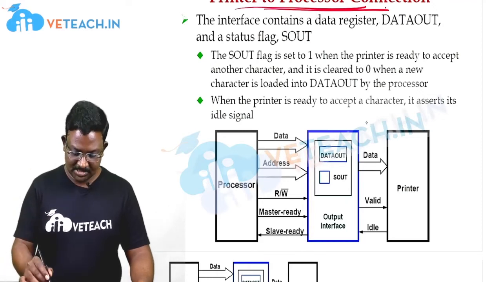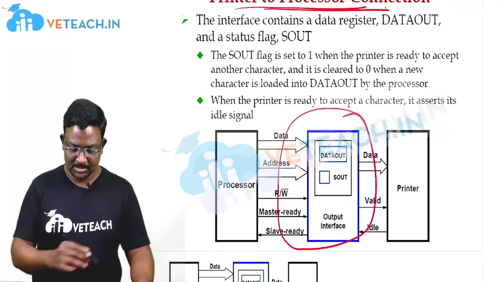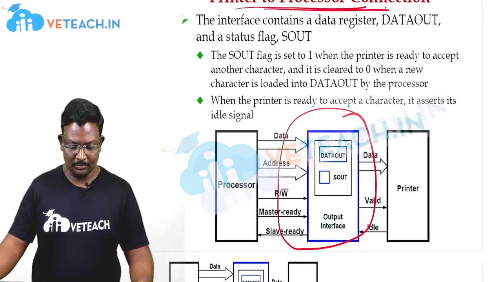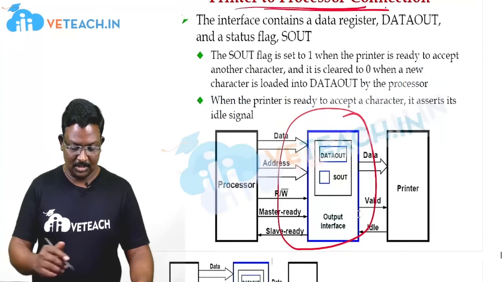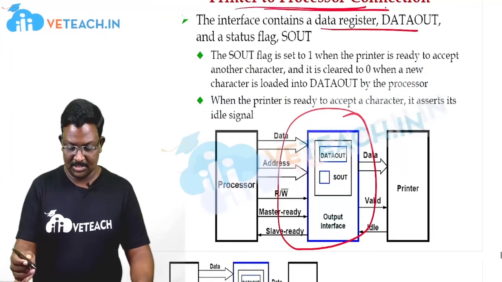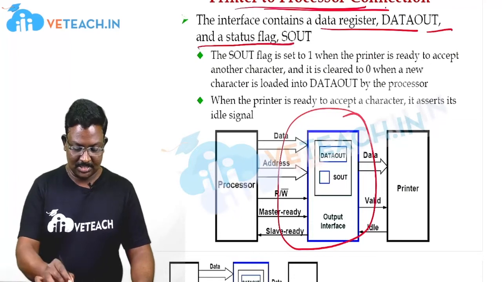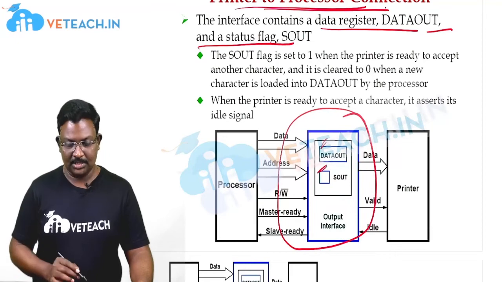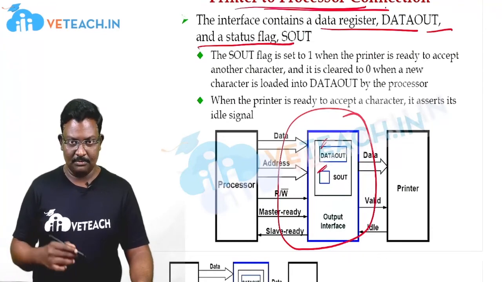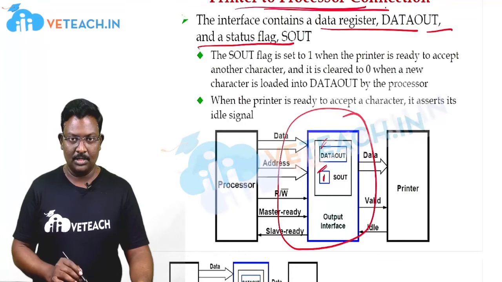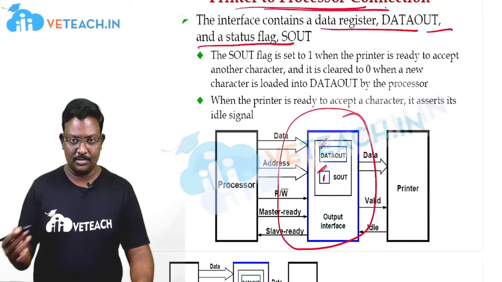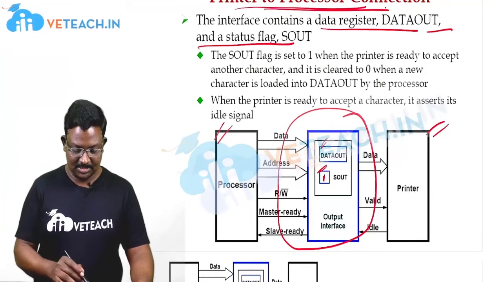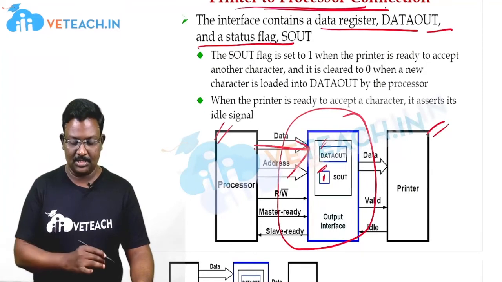For output devices also we are going to have the same thing, another output interface circuit similar to the input interface circuit. The interface circuit will consist of a data out register and a status flag S out. Initially we consider S out equal to 1. When S out is equal to 1, the processor is going to simply perform the data transfer from the processor to the printer.